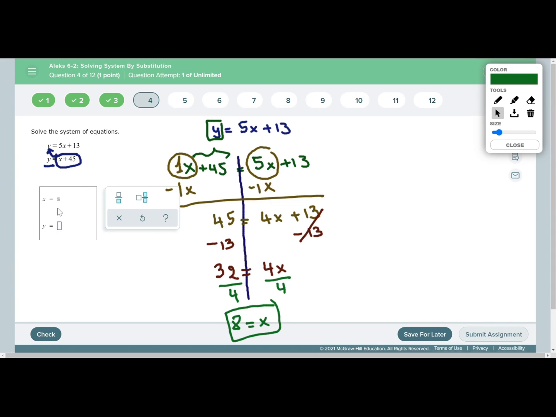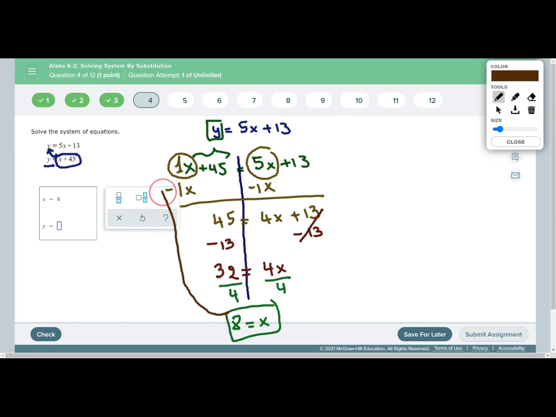But we're not done yet. We still have to solve for y. As you know, these are two linear lines, they're going to cross at a point, which has an x and y coordinate. So far we have the x coordinate. We need to solve for y. So what we're going to do is take this answer, x equal to 8, and plug it into either the first or second equation. It doesn't matter which one you plug in.